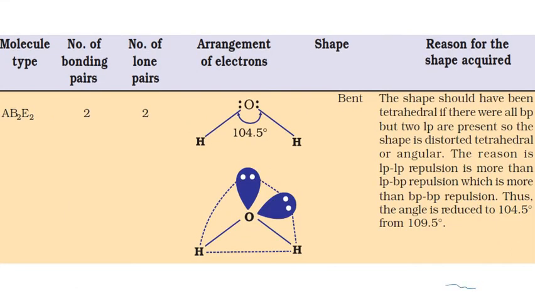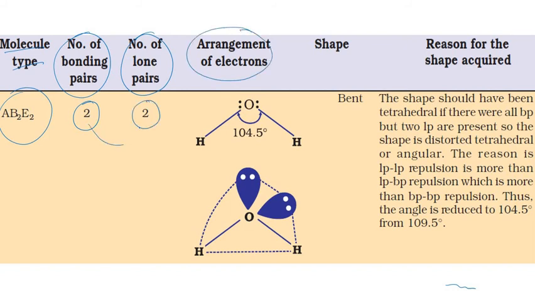Now let us take another example where there is a distortion in the molecule because of the presence of lone pair of electrons. Molecule type, you can see it is AB2E2. It means the central atom A is surrounded by 2 atoms which are B, and there are 2 lone pairs of electrons. So bonding pairs are 2, number of lone pairs are 2. When we speak of arrangement of electrons, we have to include both those bond pairs as well as lone pairs. And the typical example is water molecule, right?